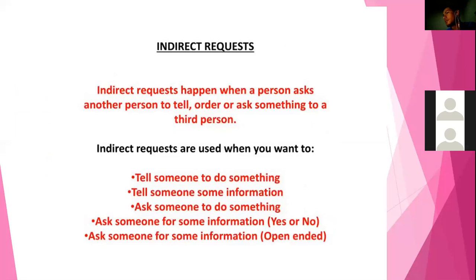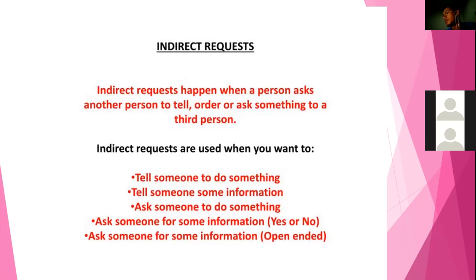Indirect requests happen when a person asks another person to tell, order, or ask something to a third person. Indirect requests are used when you want to tell someone to do something, tell someone some information, ask someone to do something, ask someone for some information, yes or no, ask someone for some information, open ended. Thank you, Lizzie. The yes or no or open ended, we're gonna keep on talking about those tomorrow, all right? But right now, what I wanted you to see is this, when to use indirect requests, okay? They happen when a person asks another person to tell, order, or ask something to a third person.